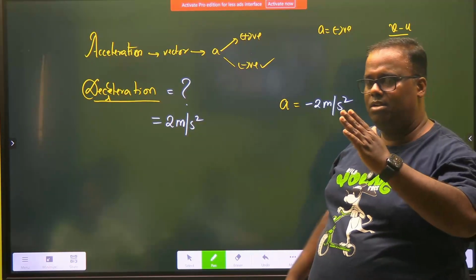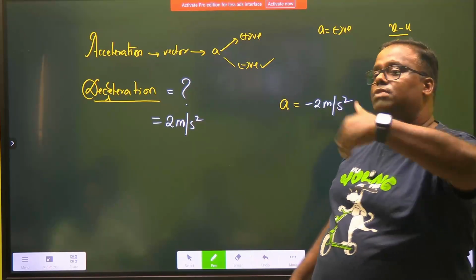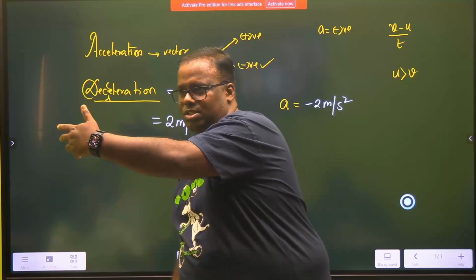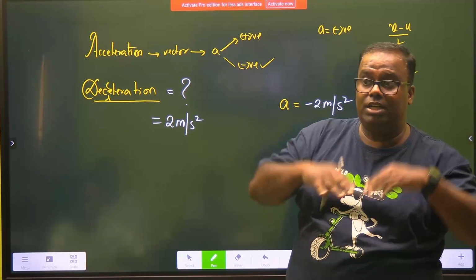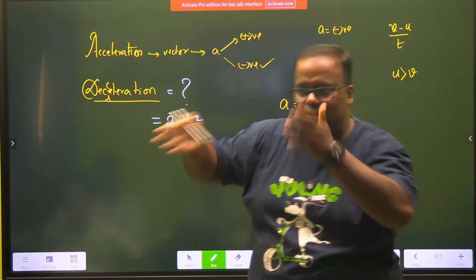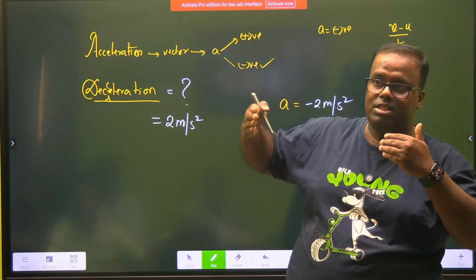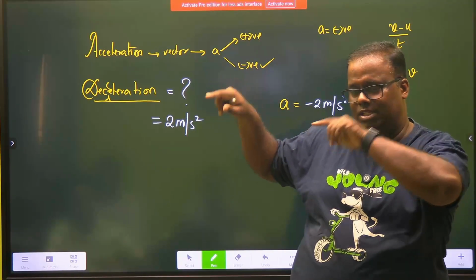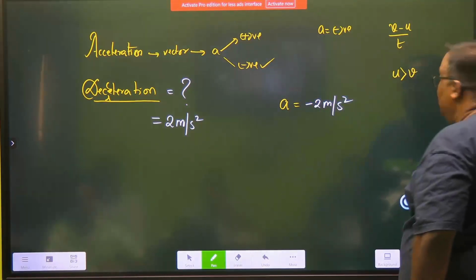Uniform acceleration happens to a body which is traveling in a straight line, and its velocity changes at a uniform rate over equal intervals of time. What was uniform velocity? It covers equal displacements over equal intervals of time. What is uniform acceleration? The velocity accelerates uniformly over equal intervals of time. Right? So let's take one common sense question.